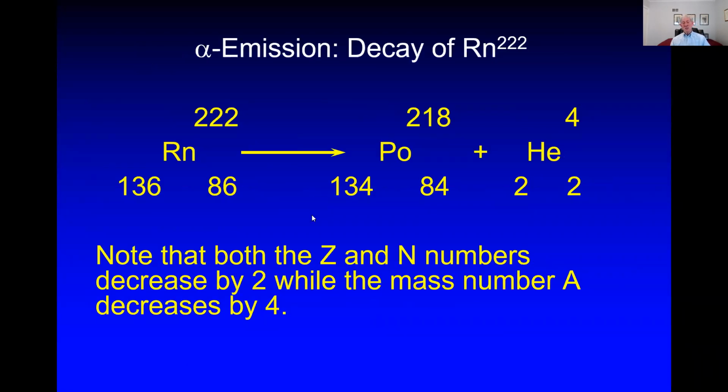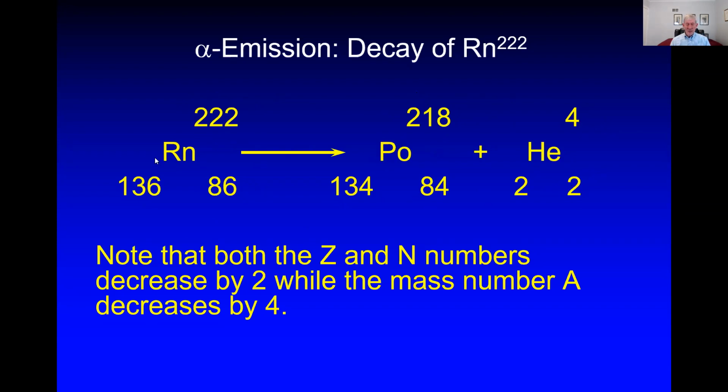Now, here is a decay of alpha emission. Radon, this is the radon that we're concerned about in the environment. Radon 222 decays to polonium 218 and produces an alpha. You'll note the math: 222 equals 218 plus 4. 136 equals 134 plus 2. The number of protons, 86, is equal to 84 plus 2.